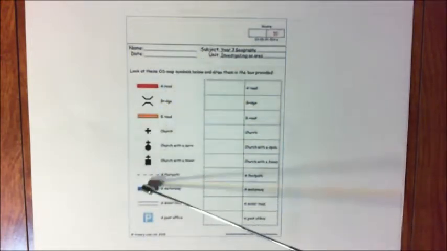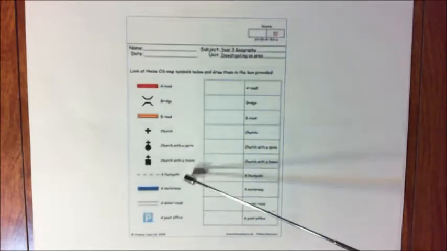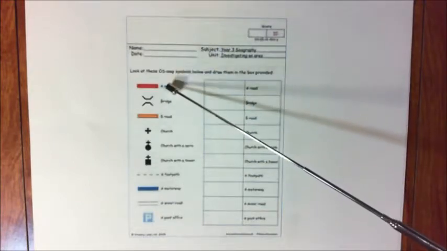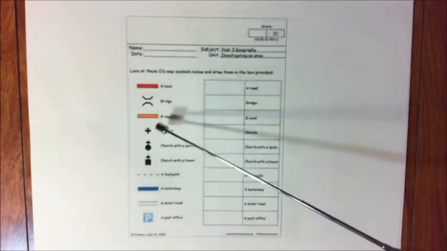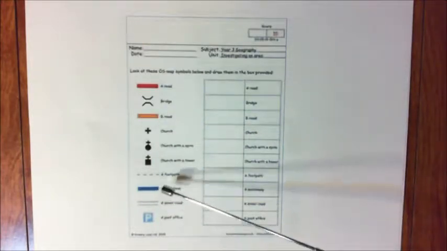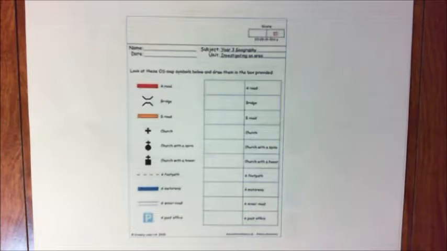So there's three different kinds of churches here. The footpath, a road. Red is probably the big road. Yellow is a medium road. Down here is a gravel road maybe. And this is a footpath. All those are significant differences depending on what you want to do.